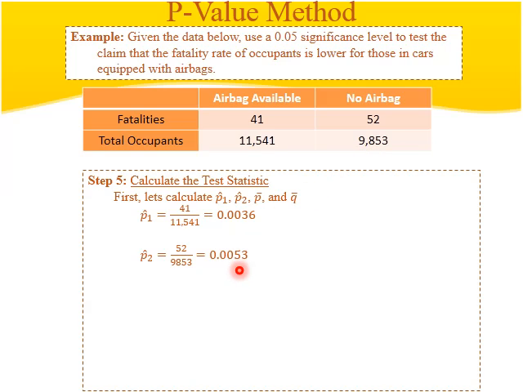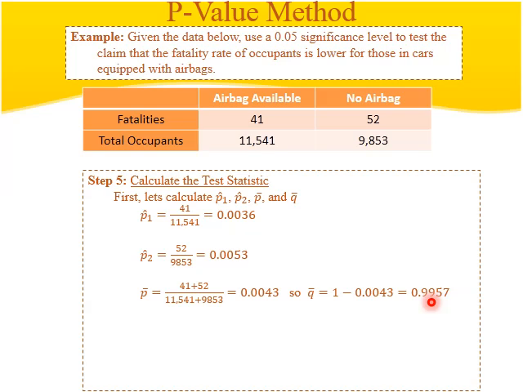P bar, what we're going to do to calculate that is add up the number of fatalities together, and that'll be in our numerator. Then add up the total number of occupants together, that'll be our denominator, and then finally divide that to give us our pooled proportion, 0.0043. Q bar then will be 1 minus that, 0.9957.